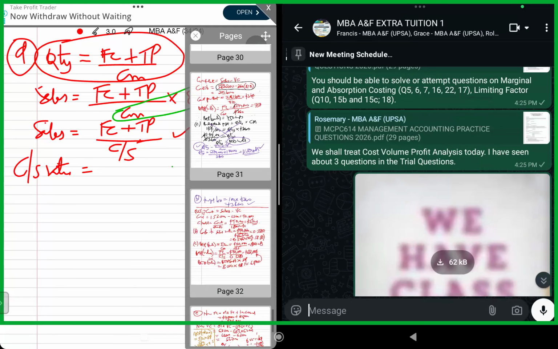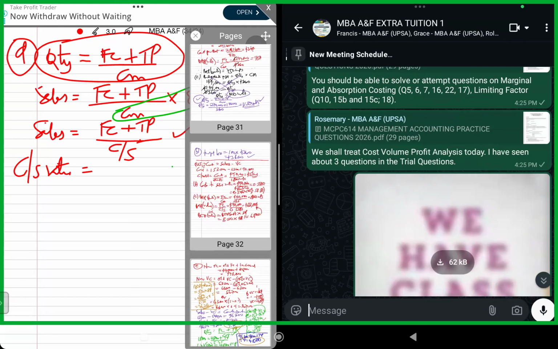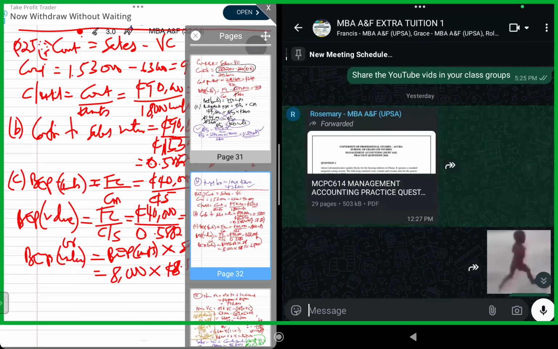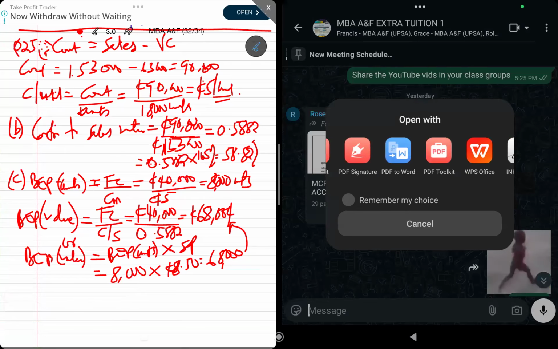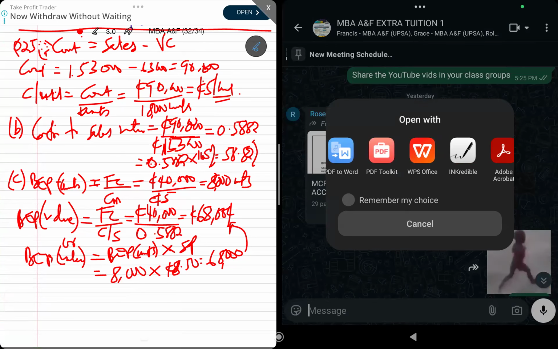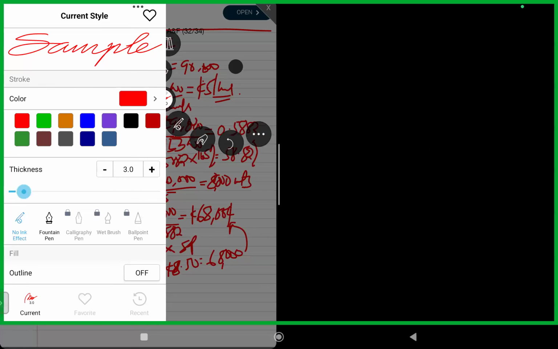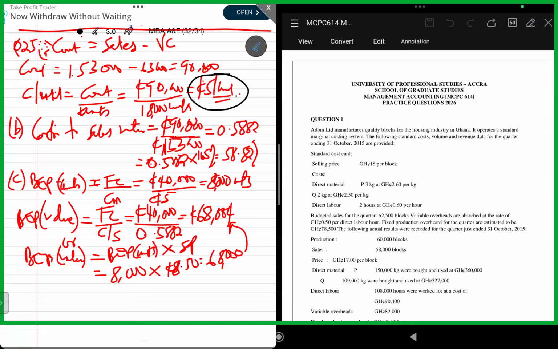What is the old contribution? Where do we start from? Here. What is the old one? What's the contribution per unit? Yes. Per unit. 5 units. It's 5 cedis per unit. Watch the old.